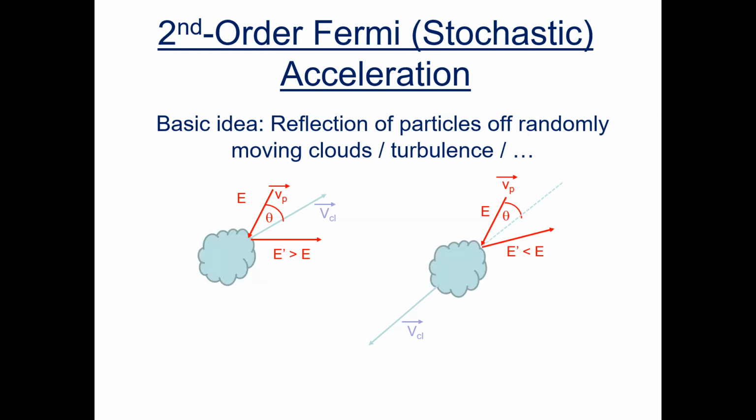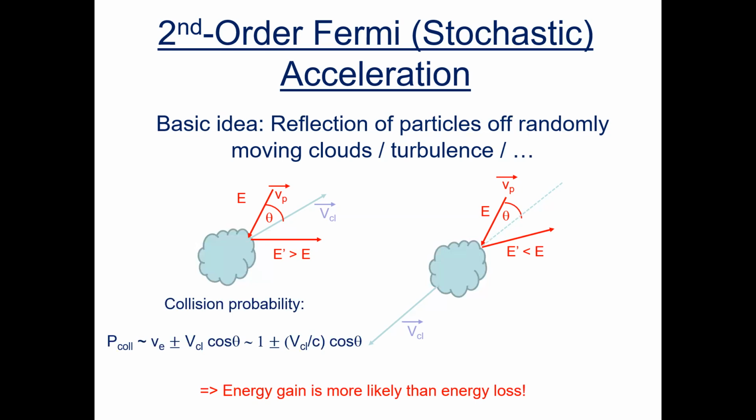But on the other hand, the probability of encountering something is higher when you're going head on to something than going away. So if you drive on a highway on the wrong side of the road, you're more likely to hit another car than if you're going on the correct side of the road, right? Just trust the theorists on this one, don't try it out. So energy gain is more likely than energy loss because you're more likely to encounter something head on than tail.